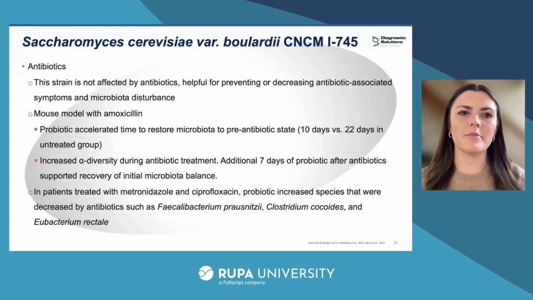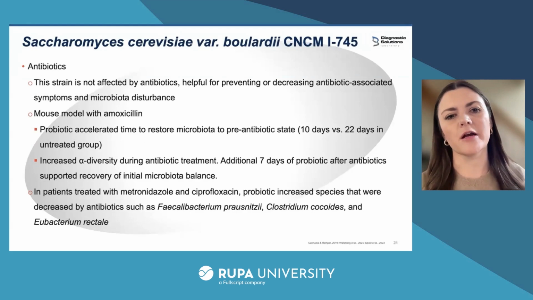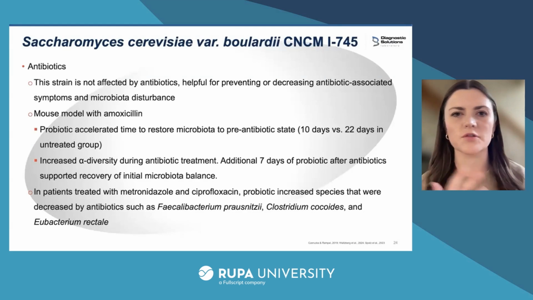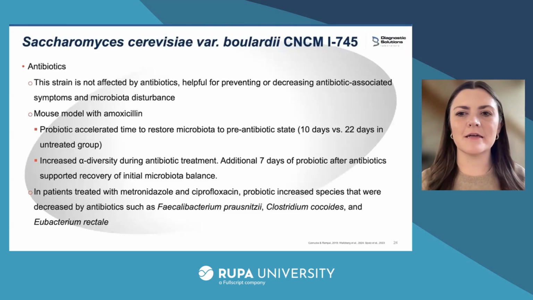So, in a mouse model with amoxicillin, using this strain, it was found to help restore the microbiome back to its pre-antibiotic state in 10 days versus 22 days in the untreated group. And during this time, it also was found to help increase the alpha diversity in the gut. Researchers extended probiotics for 7 days after the course of antibiotics, and they found that this helped to get the microbiota back to its initial balance.